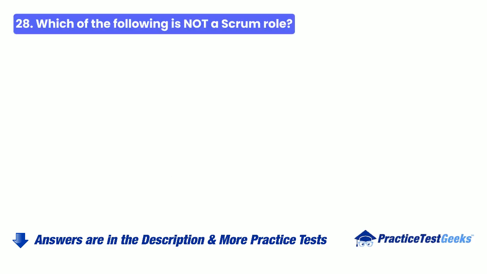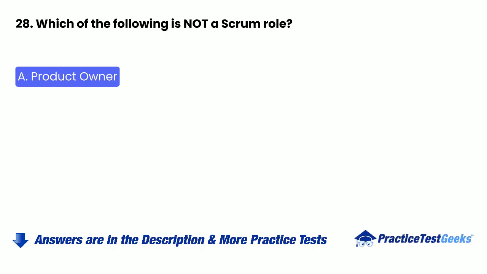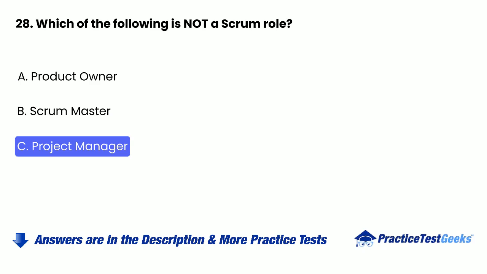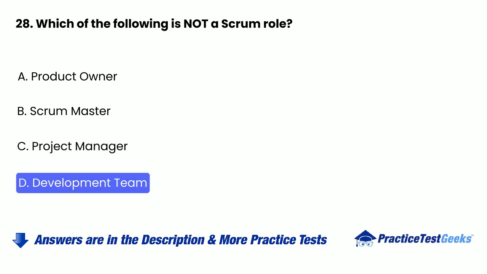(28) Which of the following is not a Scrum role? A. Product Owner. B. Scrum Master. C. Project Manager. D. Development Team.